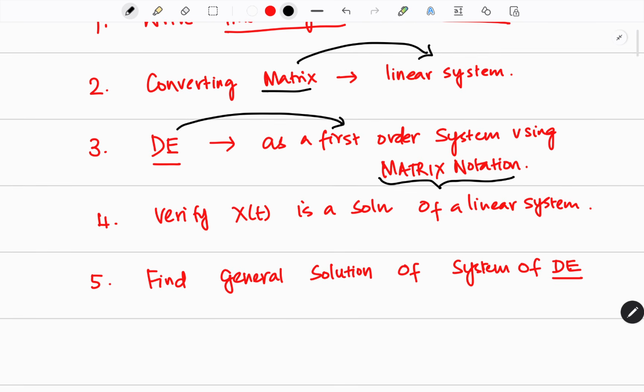The fourth thing is to verify x of t is a solution for the linear system of equations. That means x is equal to, y is equal to will be given, and a differential equation is given. You need to check whether this is a solution for this differential equation or not. Next, the last thing is to find the general solution of a system of differential equations. These are the things we are going to do in this video.